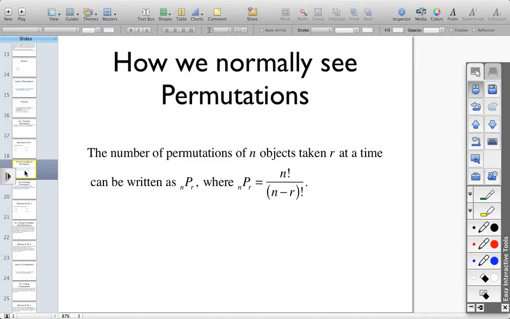Okay, so how are we going to deal with permutations? It's not just about finding the factors, how many possibilities there are, but how many possibilities when I can only take a small number of those possibilities. So the number of permutations of n objects taken r at a time can be written as nPr, so little n, little r, where nPr is equal to n factorial over n minus r factorial. Take a moment to write down that formula, and then we're going to take a look at the next slide to show actually how we use this.